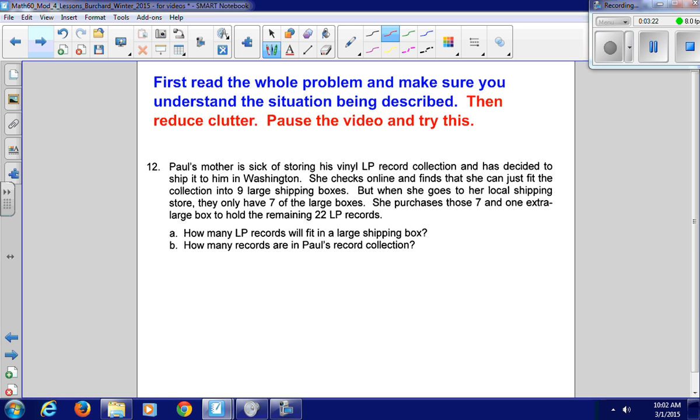Paul's mother is sick of storing his vinyl LP record collection and has decided to ship it to him in Washington. She checks online, finds that she can just fit the collection into 9 large shipping boxes. But when she goes to her local shipping store, they only have 7 of the large boxes. So she purchases those 7 and 1 extra large box to hold the remaining 22 LP records. And the question asks how many LP records will fit into a large shipping box, and then how many records are in Paul's record collection.